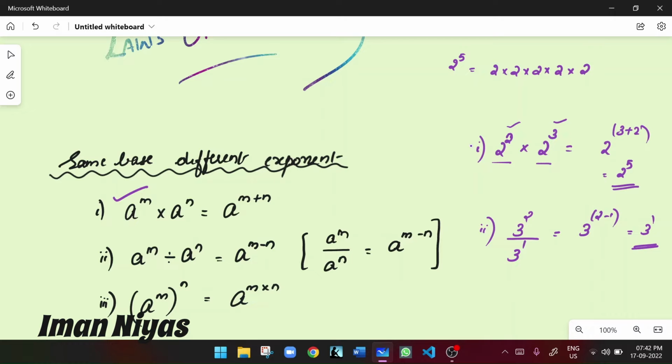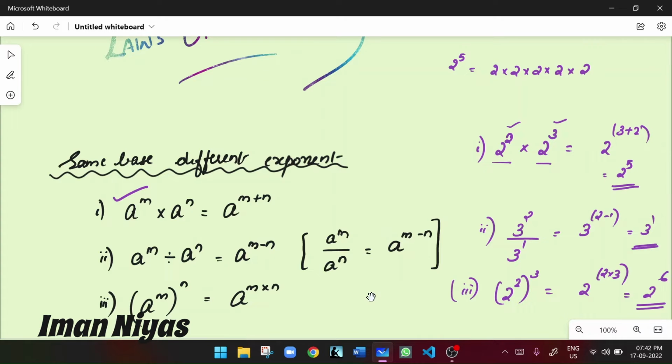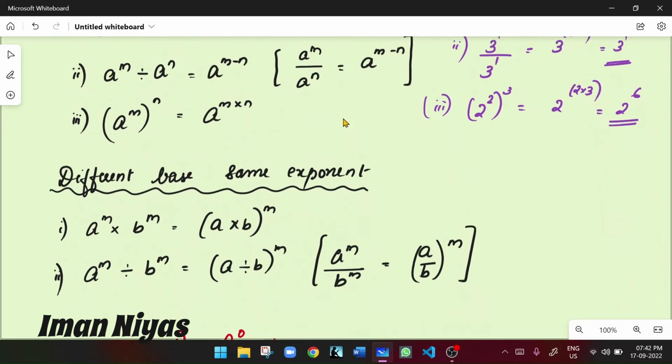Okay. So the next one is a raised to m the whole raised to n. What is a raised to m the whole raised to n? a raised to m into n. So same like that, let's see 2 raised to 2 the whole raised to 3. How can we write it? 2 raised to 2 into 3. So you can get the answer as 2 raised to 6. Again, 2 raised to 6 means what? 2 should be multiplied how many times? 6 times, right? So let's go ahead with the next one.